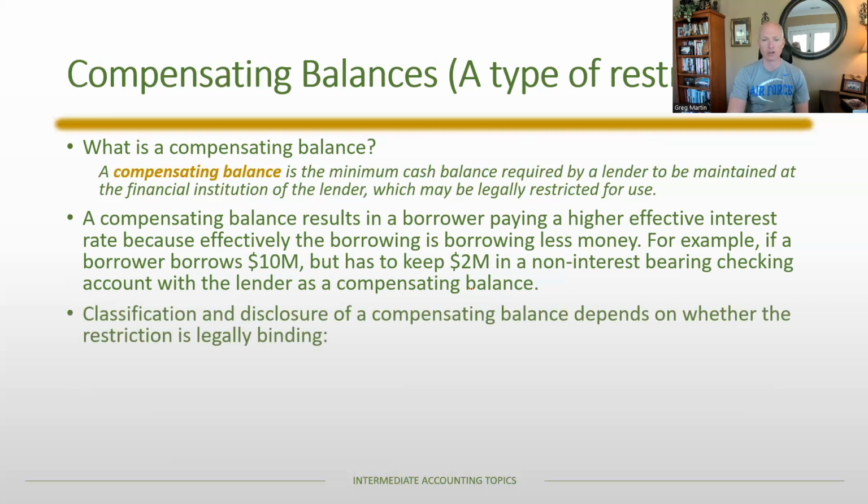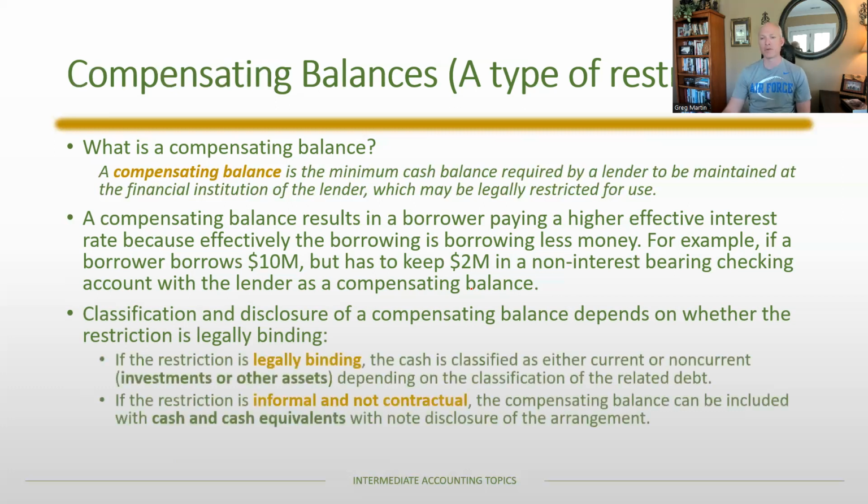Again, classification is a little bit dependent when it comes to a compensating balance. If the restriction is legally binding, meaning that you default on the debt if you withdraw that cash, then it's linked to the classification of the debt. So if it's a current liability, the restricted cash is a current asset. If it's a non-current liability, the restricted cash is a non-current asset. So if that's legally binding, it depends on the classification of the related debt.